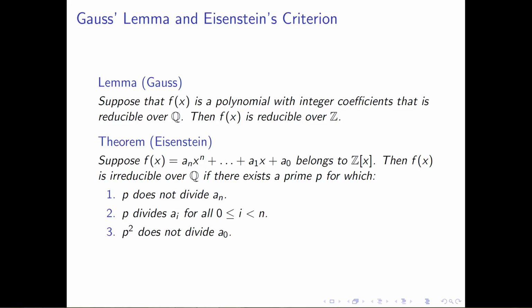So it doesn't divide the leading coefficient, it divides all the other coefficients, and then the last criterion is the square of that prime cannot divide the constant term. If you can find a prime that satisfies these three properties for the polynomial, then this polynomial is automatically irreducible over the rational numbers. It's not going to factor into rational numbers. We'll do some examples with this in a minute. This is where this video is going to end. It's the statement of Eisenstein's theorem.